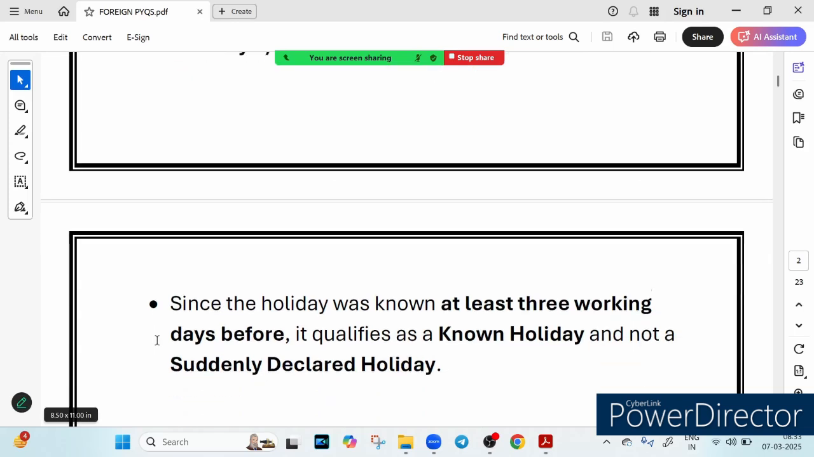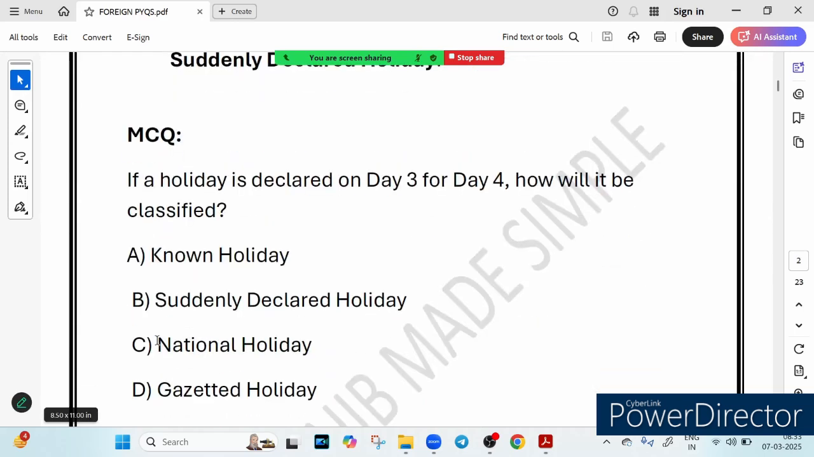Now let's shift our focus to question number 2, and you can see question number 2 on your screen. So this is the explanation part. Question number 2: if a holiday is declared on day 3 for day 4, how will it be classified? Very good question it is.